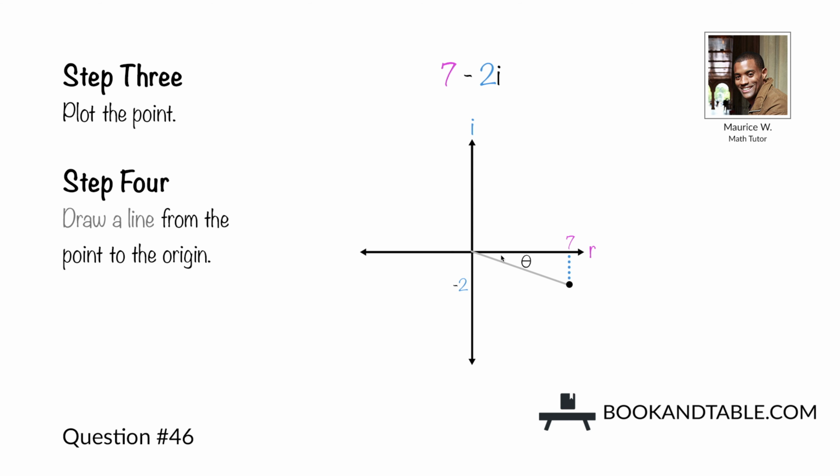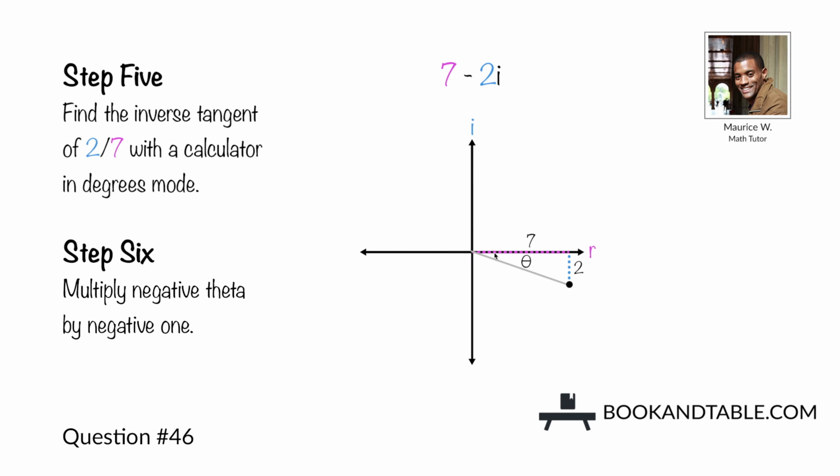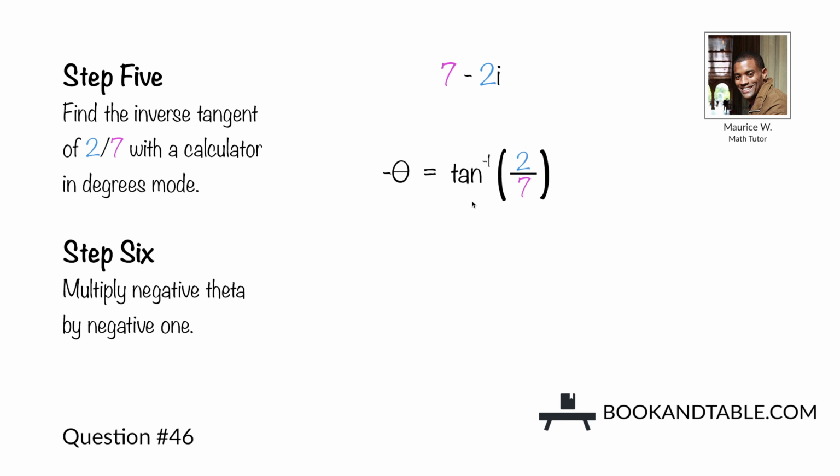So if this angle is theta, that means the side adjacent to it has a total length of 7, and the side opposite of it has a total length of 2. So to find this angle, we'll do the inverse tangent of the opposite side 2 over the adjacent side 7. So when we plug in the inverse tangent of 2 over 7 into a calculator in degrees mode, we get negative theta is equal to 16 degrees.